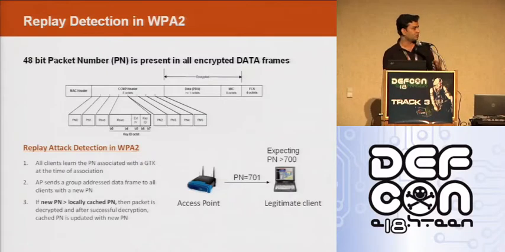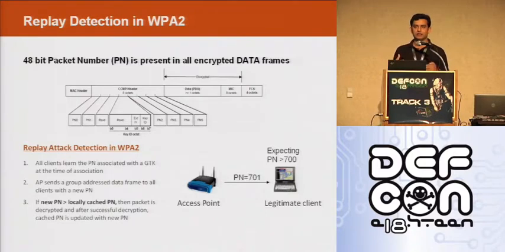When a client connects to the access point, the access point informs that client that this is the last consumed packet number, so you should use this number for replay detection. So for example, the last consumed packet number was 700. The client is going to cache that number, and after that the client is expecting data frames having a packet number greater than 700. So for example, if I am replaying a packet which I have captured at the time when the packet number was 600, that packet will not be accepted, because the client will find that the packet number is less than the last successfully received packet, which was 700.